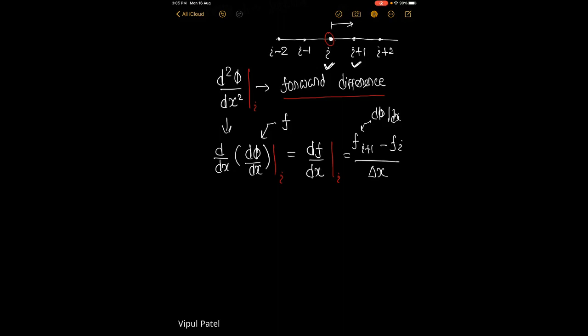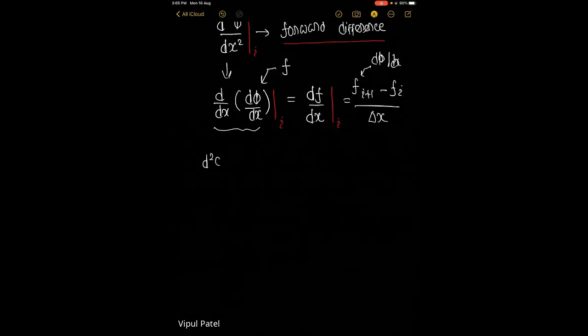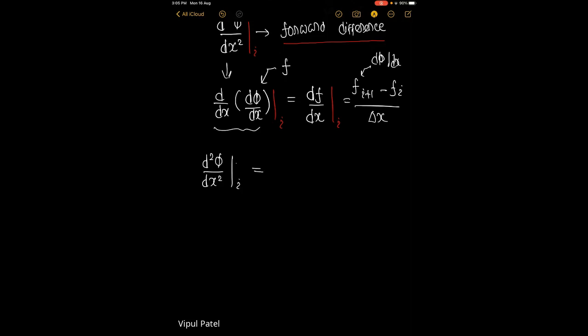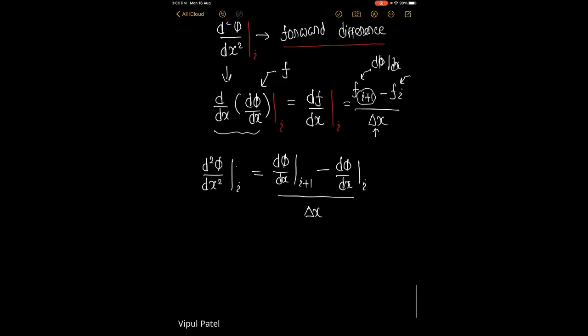So d square phi by dx square at any node I is equal to, instead of f of I plus 1, I will write d phi by dx at node I plus 1. Similarly, f at node I can be written as d phi by dx at I. And then you have delta x in the denominator, which is already there. Now I hope everything is clear.